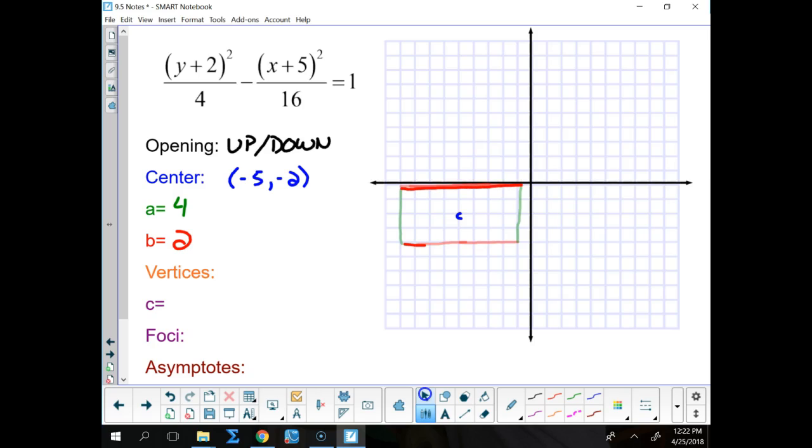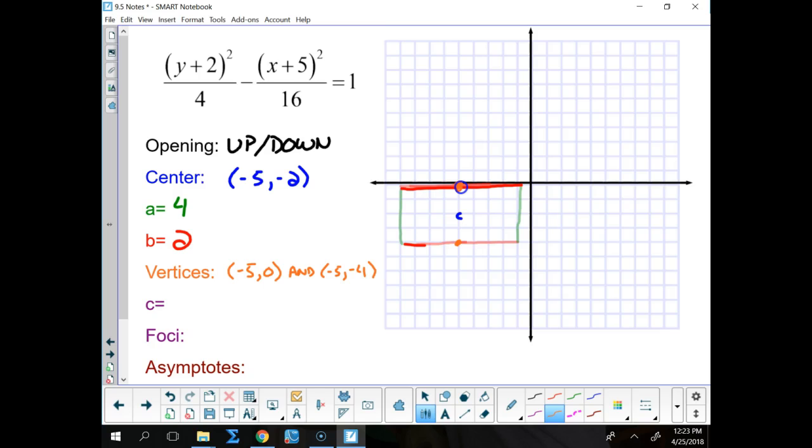Yeah, I'm over it. That looks bad. Vertice right there. Vertice right there. So I'm going to go with negative 5 comma 0, and I'm going to go with negative 5 comma negative 4. Concur? Yes. Okay.